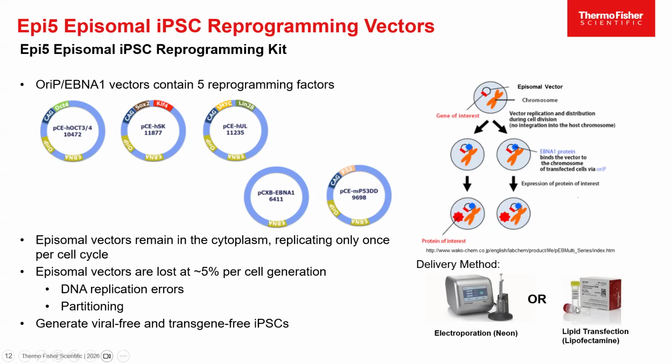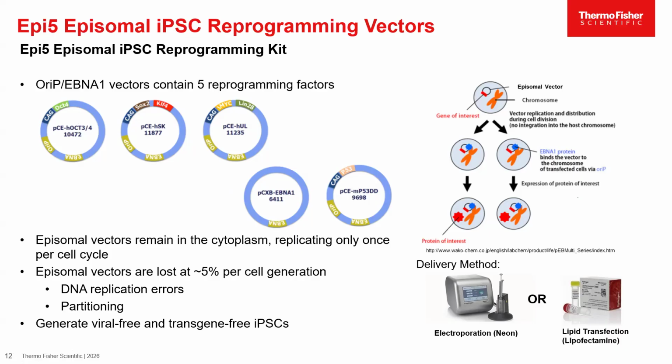Or, classically, we can also use lipid transfection, with reagents like lipofectamine to deliver these plasmids, right? And the idea here is that this is a non-integrative reprogramming method. So these episomal vectors should remain in the cytoplasm, and they will replicate every time these cells divide. But then, due to DNA replication or partitioning, these episomal vectors will be lost at around 5% per cell generation or per cell cycle.